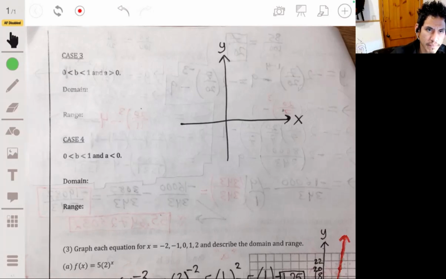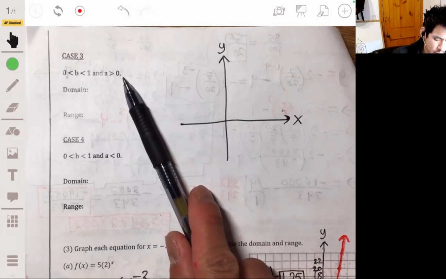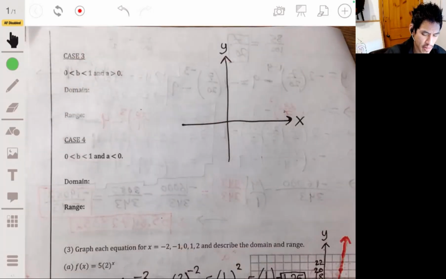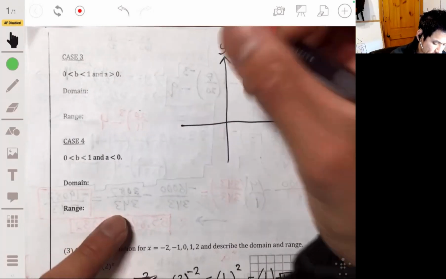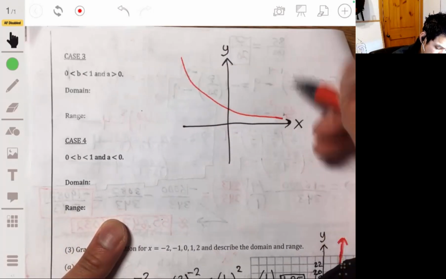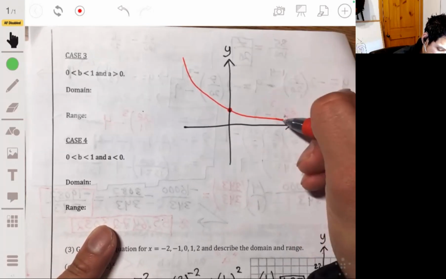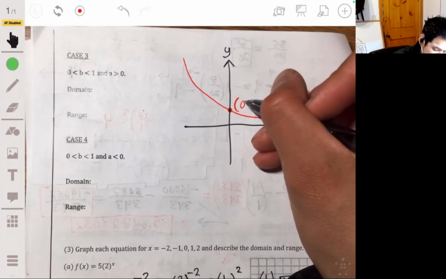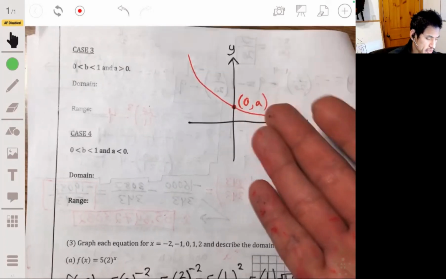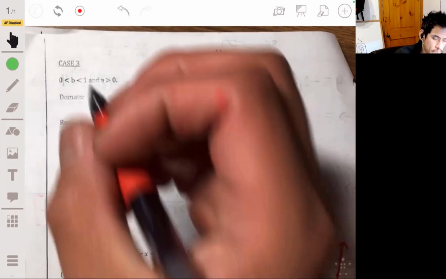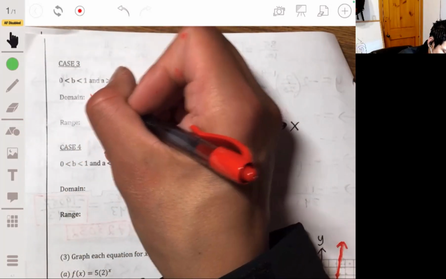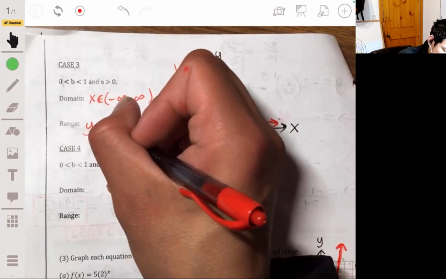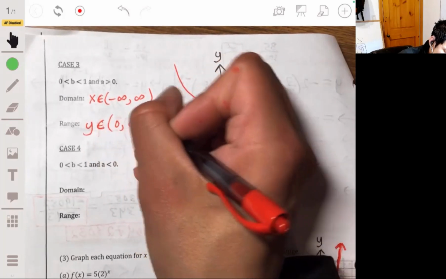If b is between 0 and 1, and a is positive, that means the graph will always be positive, because a positive to a positive power will always be positive. But what will happen is the values will get very, very small. They'll get infinitely small. They'll continuously get smaller. So it's going to get infinitely close to the x-axis. It will still cross at 0, a, but it's going to basically decay or decrease, with the domain still being negative infinity to positive infinity, and the range being positive numbers, 0 to infinity.